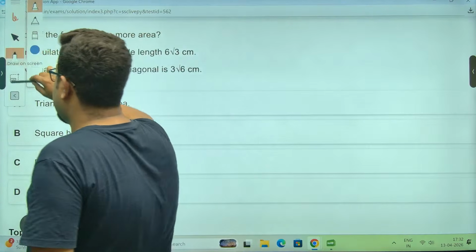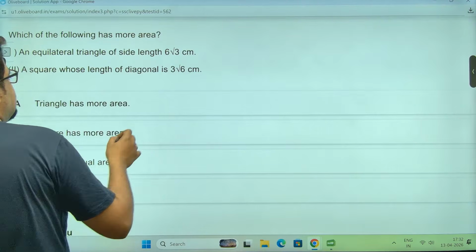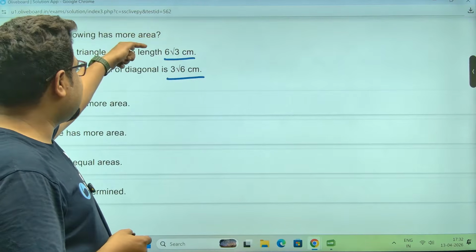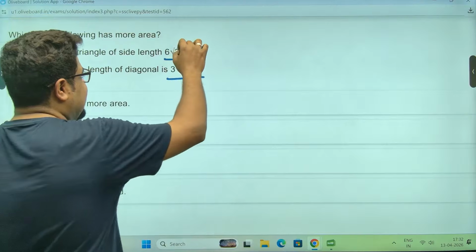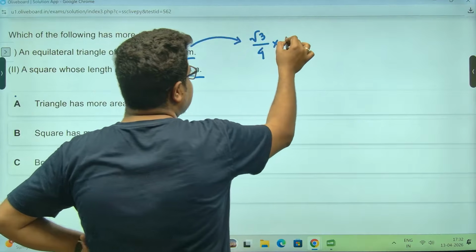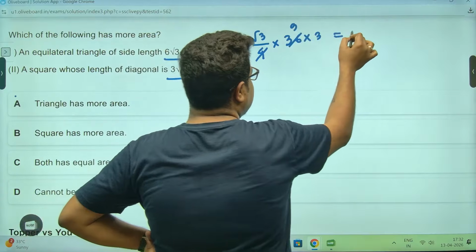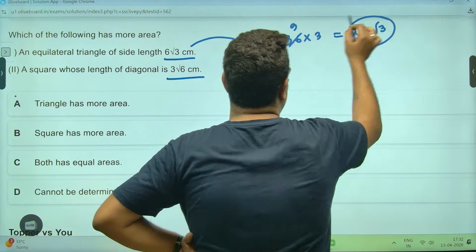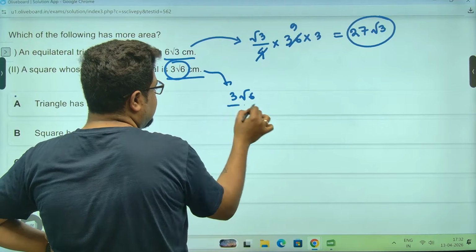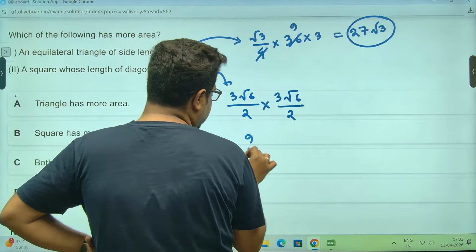Has more area, okay? Equilateral triangle of this. Sir, I don't need to do this, sir. This will have much more area because the side is much higher here. The triangle, but again, if you want to just do this, root 3 by 4 into a square, meaning 36 into 3. So 27 root 3, sir. Sir, diagonal is this. So side will be, sir, 3 root 6 by 2. Area will be, sir, again the double of that. So 9 by 4 into 6.